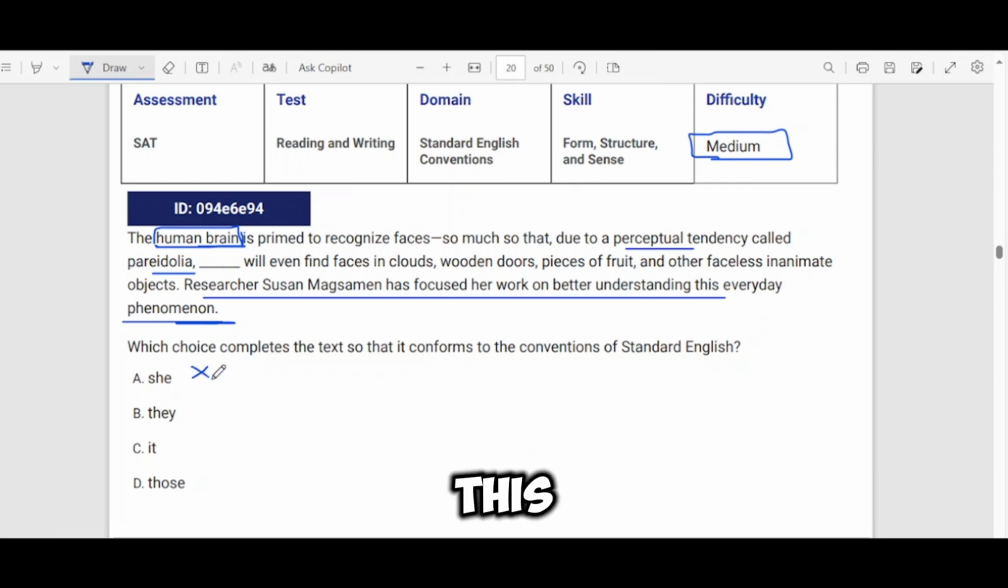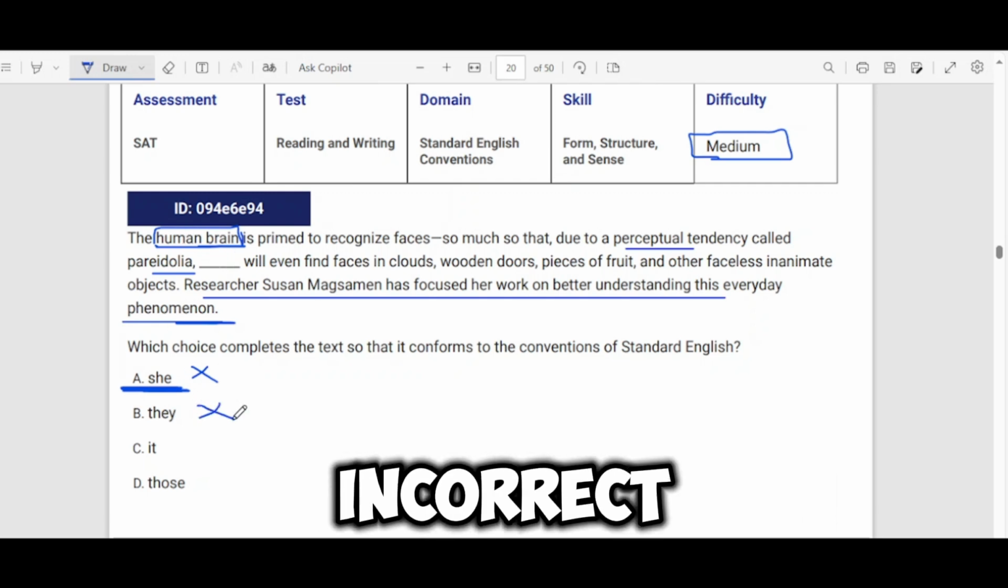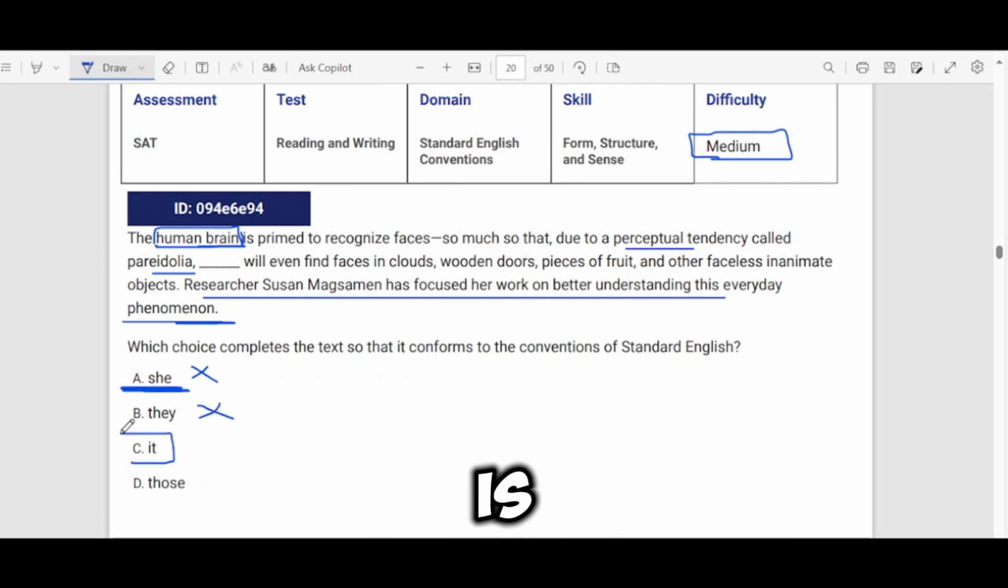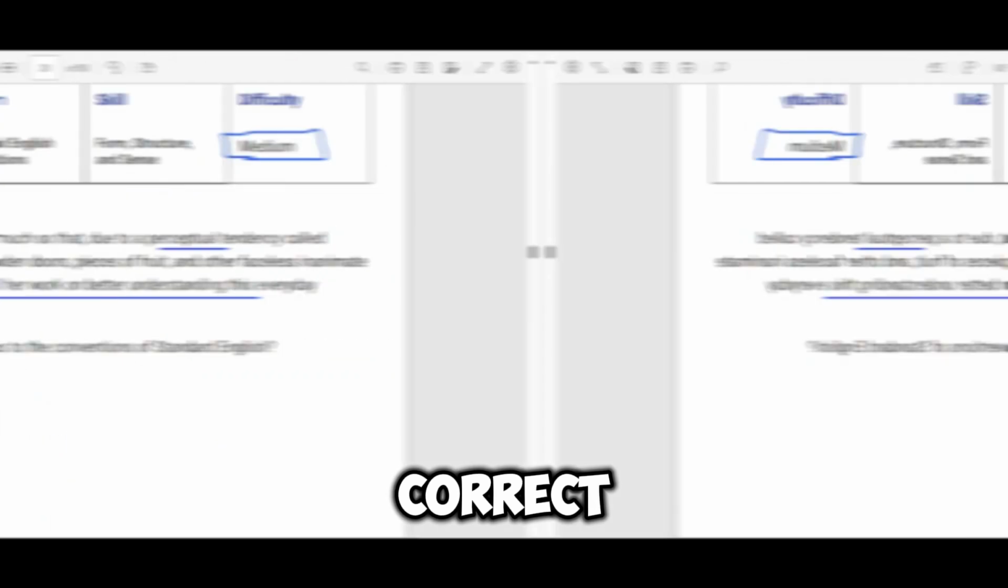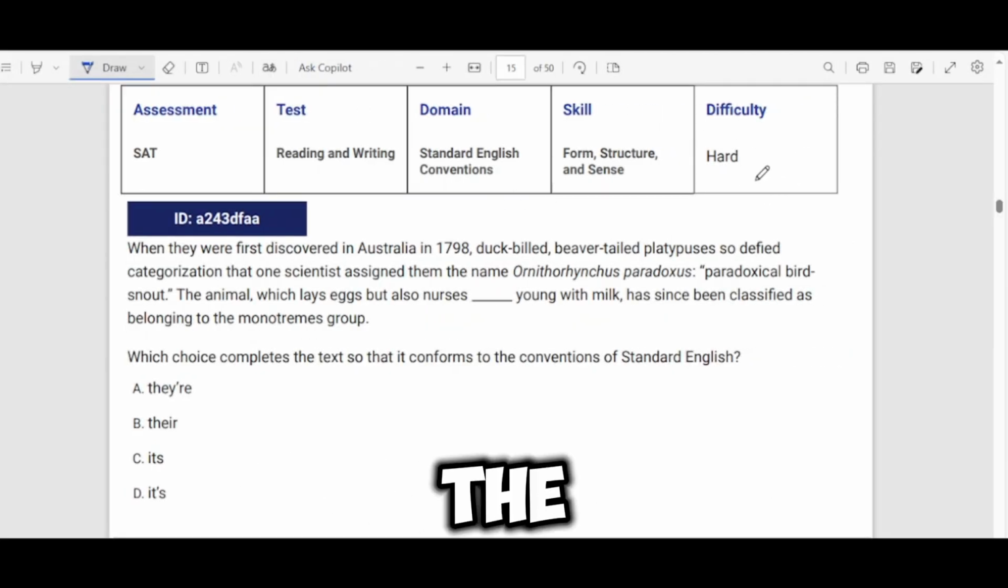So let's just match this with our answer choices. She, no, this is wrong. She is used for living beings. They, no, they is plural. We are talking about singular here. This is incorrect. It, yes, this is the correct one. Those, this is the same. This is for plural. We're looking for singular here, and it is correct. So let's now move on to the hardest example. This is the hard one.